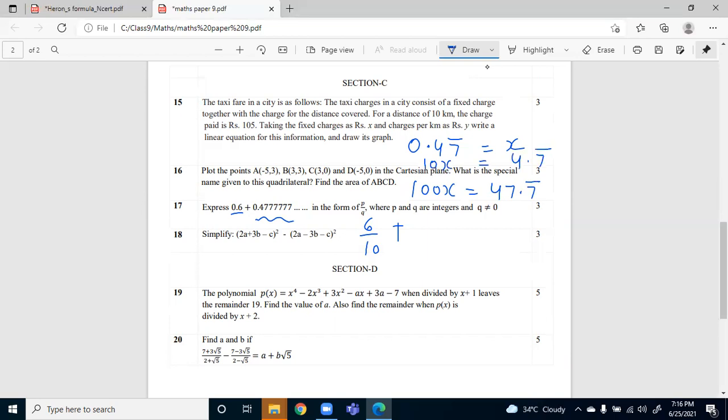So now you have 10x and 100x. Subtract these two. 100x minus 10x is 90x is equal to 0.7 bar minus 0.7 bar, the bars will cancel. 47 minus 4 is 43. So we got the value of x, that is 43 upon 90. So just substitute in place of 0.47777, you can just put 43 by 90.